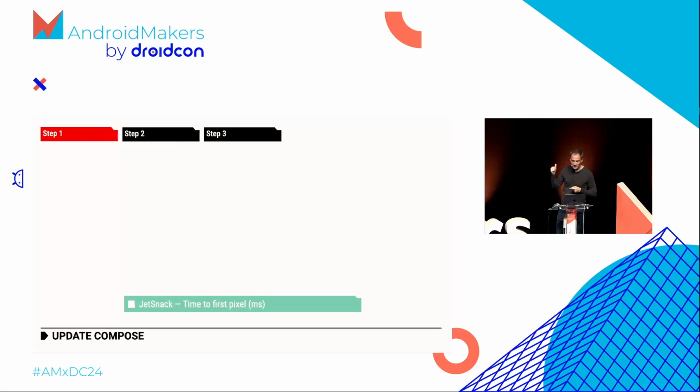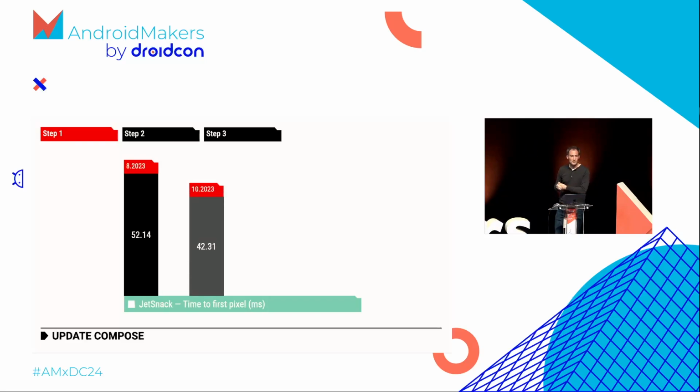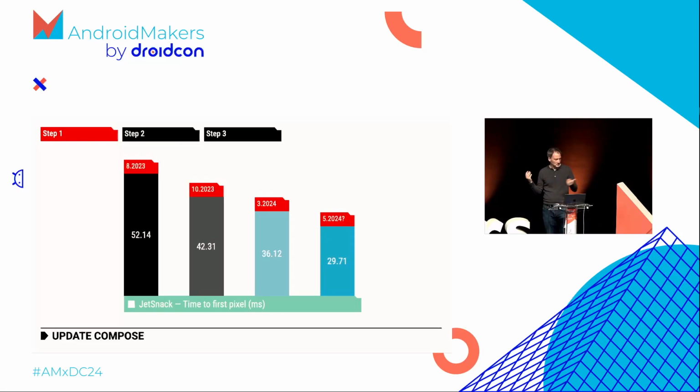So this is the time it takes to run. We have this simple app called JetSnack. This is the time to get to the first pixel rendered on, I forget the device. So 52 milliseconds. That was with the version of Compose that we released last summer. In October, it went down by 10 milliseconds. In March, it went down by almost another 10 milliseconds. And in the version that may come out in May, it went down by another 7 milliseconds.